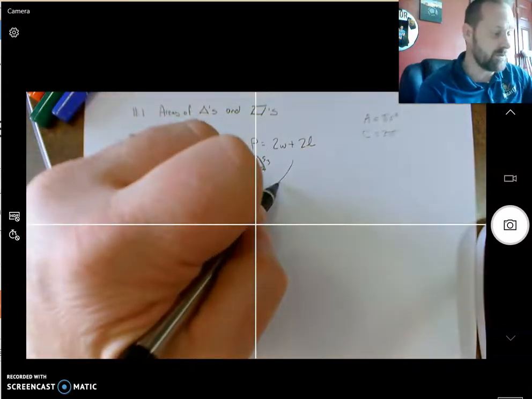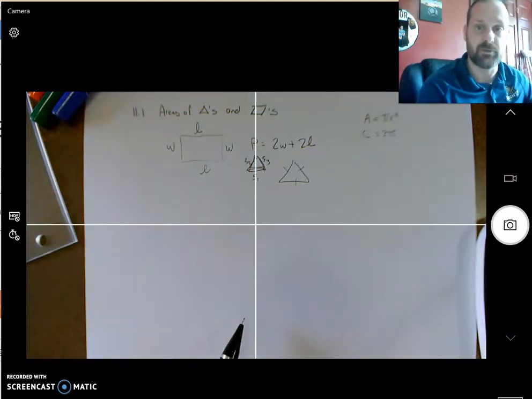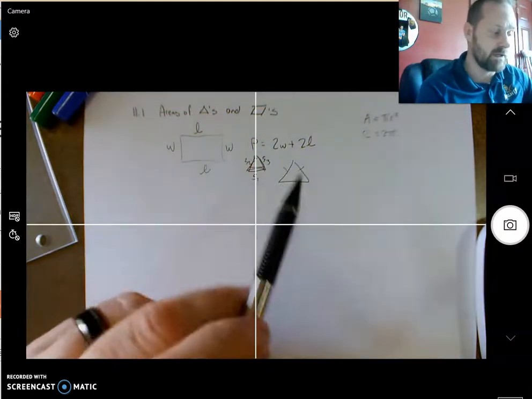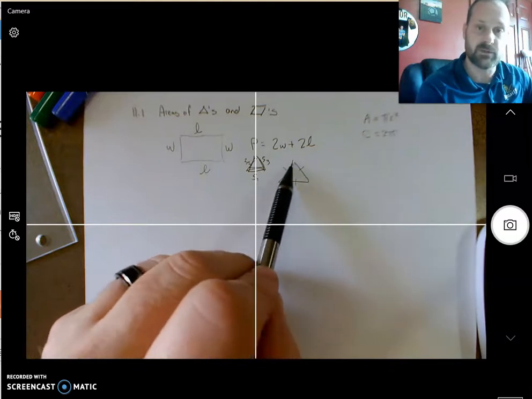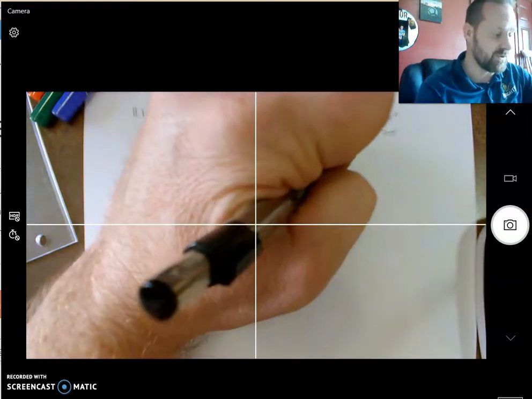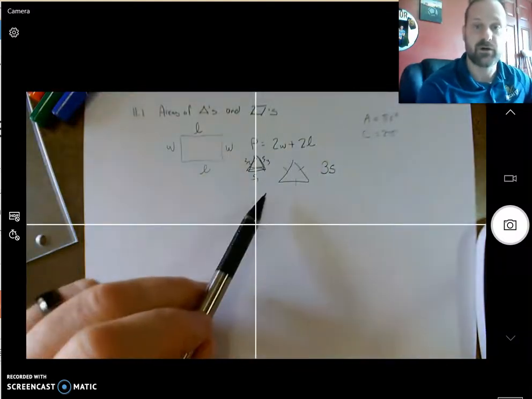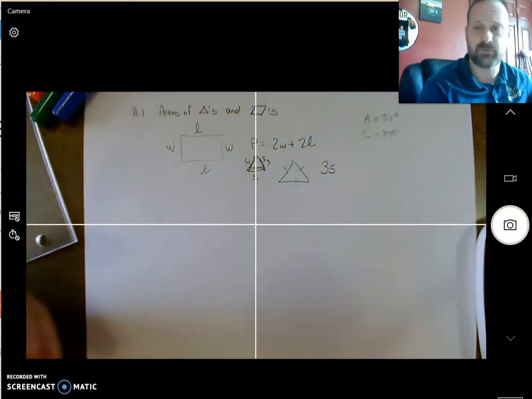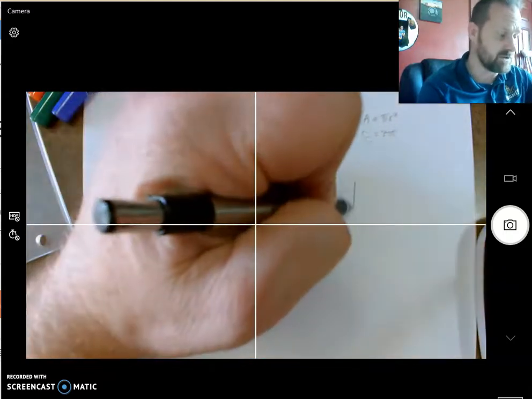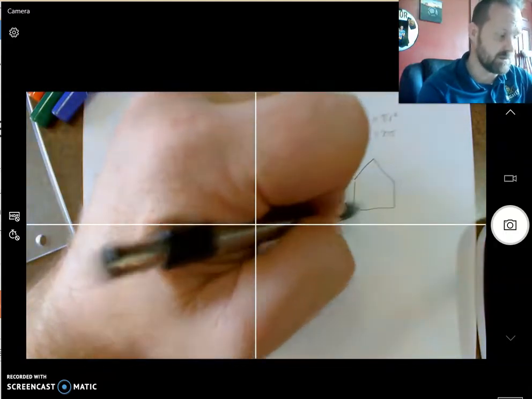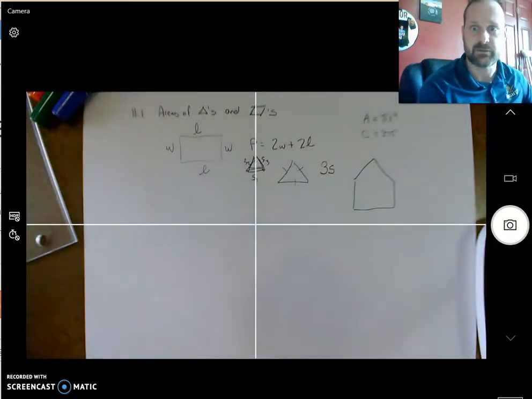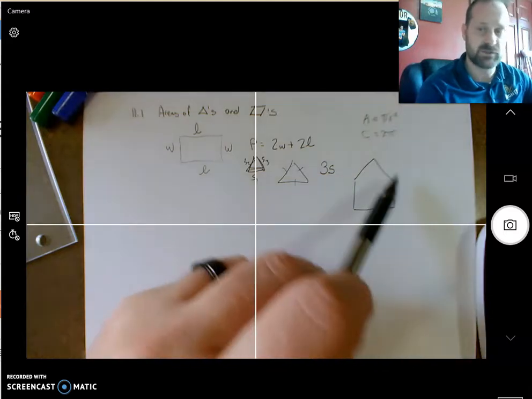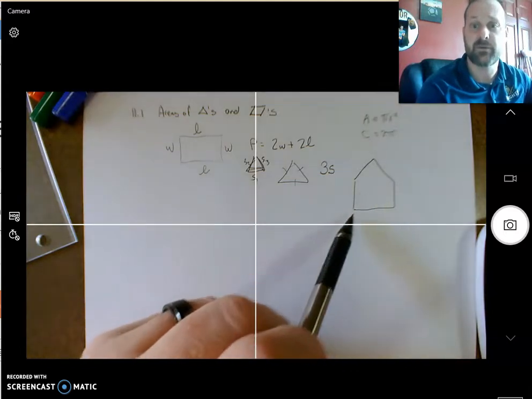Now, if it were an equilateral triangle, you could come up with your own formula easily enough, and you could say that the perimeter of this equilateral triangle is 3 times S, whatever the side length S is. Okay? So the formulas for perimeter are often dictated by the shape. You could have the shape of a house, and how do I get a formula for this? Well, there may not be a formula other than adding up the sides.